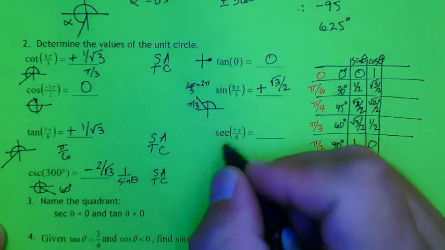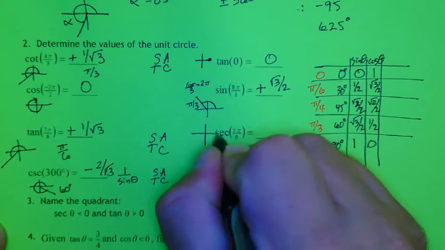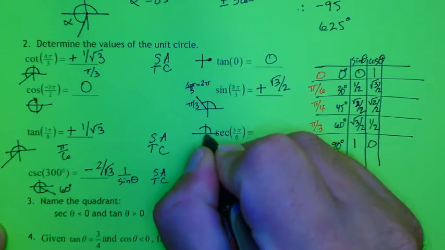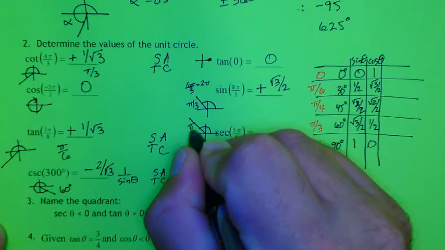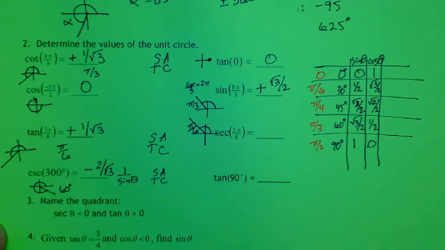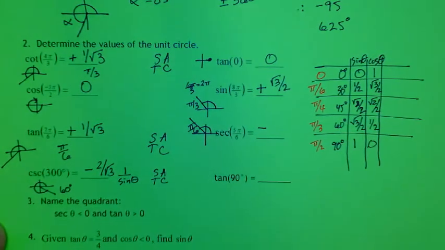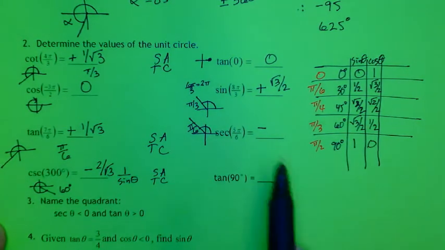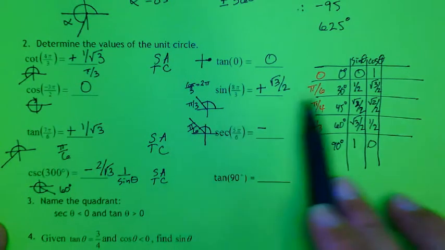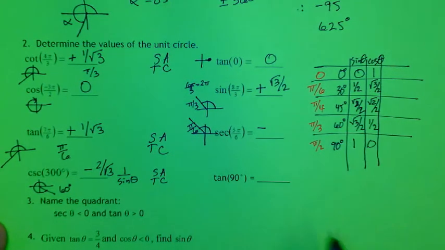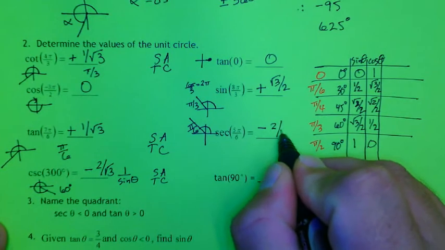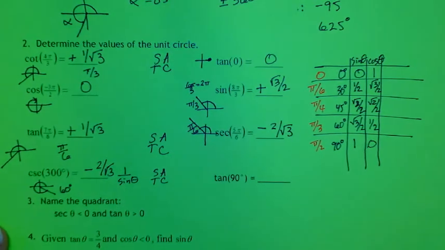Secant of 5 pi over 6. 5 pi over 6, which quadrant? Second quadrant, reference angle pi over 6. Secant goes with cosine. In that quadrant, it's negative. In this quadrant, cosine, root 3 over 2. So secant, negative 2 over root 3.